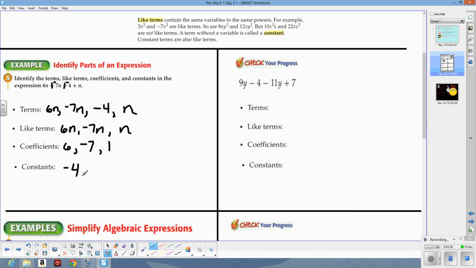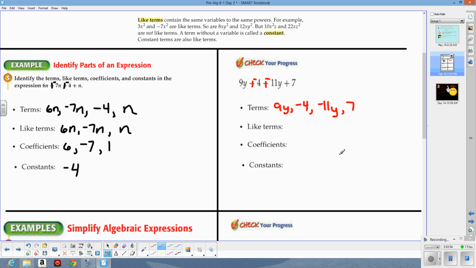You may want to pause the video and try the next one on your own. The terms are 9y, negative 4, because remember that's like plus a negative, negative 11y, and 7.